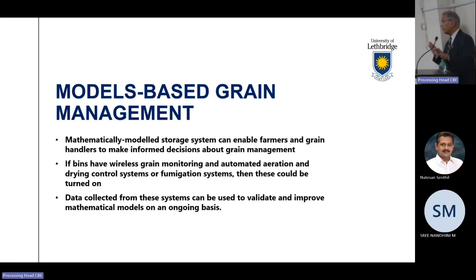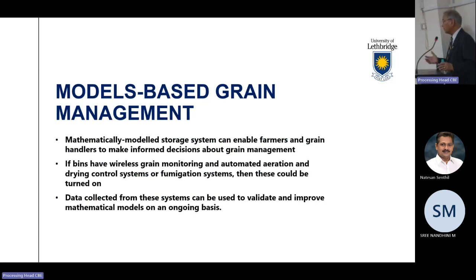Because you are always comparing, is the model predicting what I'm measuring? And if there are differences, then you need to either go back and look at your assumptions. Maybe the right assumptions were not made in the development of the mathematical model, or you need to look at whether the right parameters are being used. So that's where experimental work needs to be done to make sure that the right physical and thermal properties are being used.